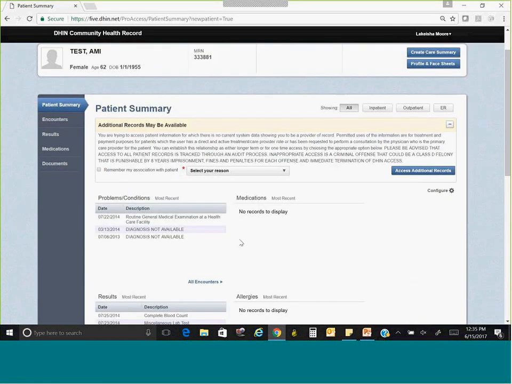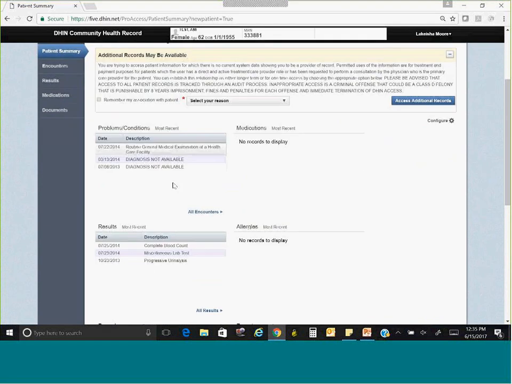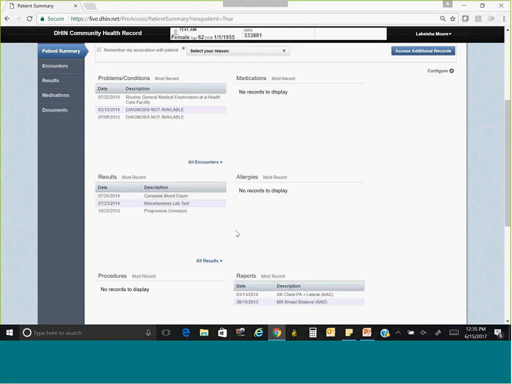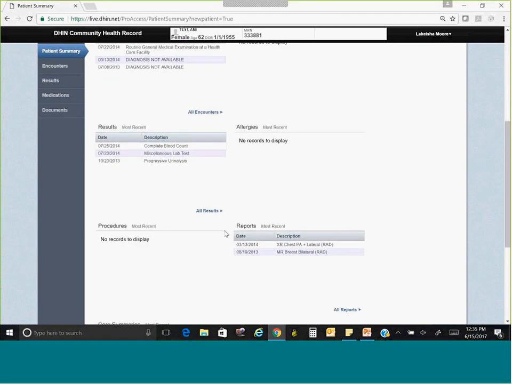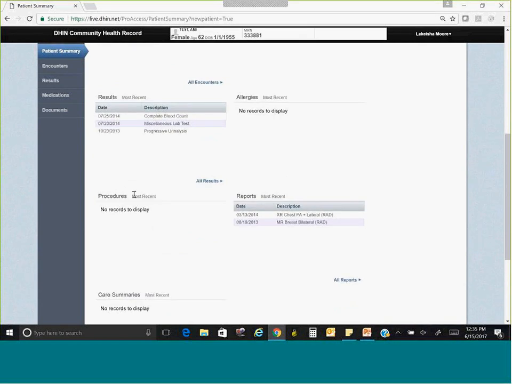So I see, okay, she's had some things done back in 2014. These were the top 3 things. All right, these are her most recent labs that I have access to. She could actually have some more labs out there, but once again, since I haven't accessed additional records, I don't see that right now. I'm just seeing the things that my doctor has ordered, and then I see that she had a couple of x-rays done too. If this patient had discharge summaries or consults done in the hospital, I would see that here.